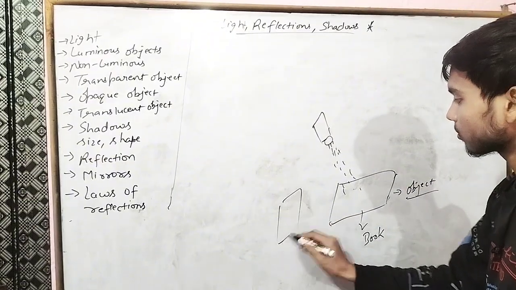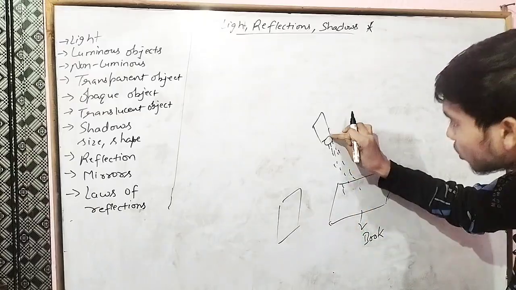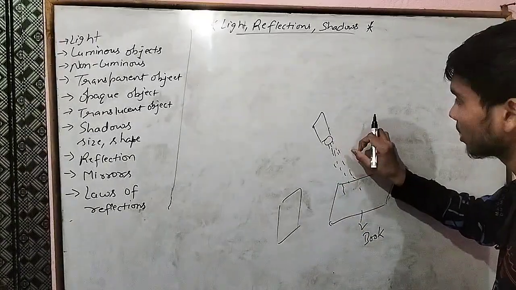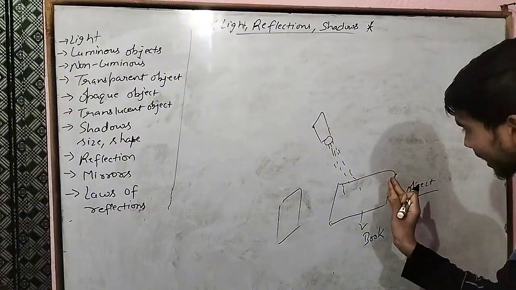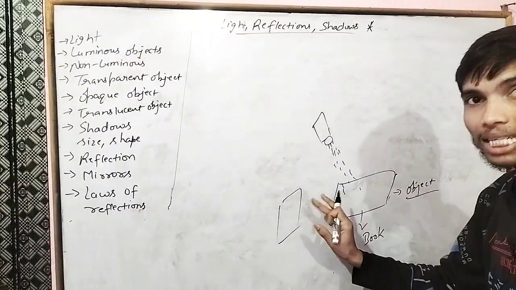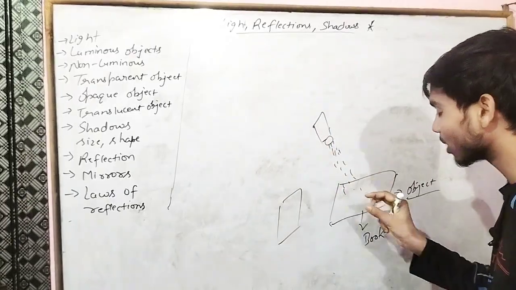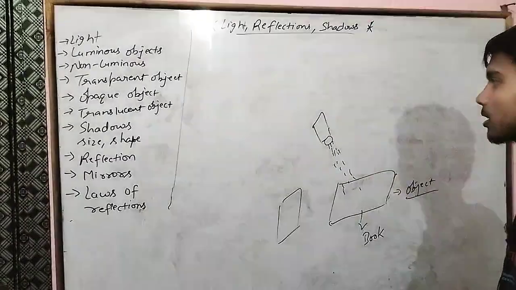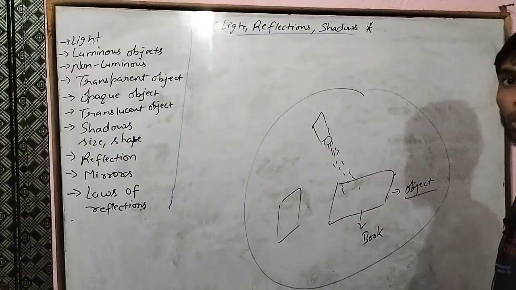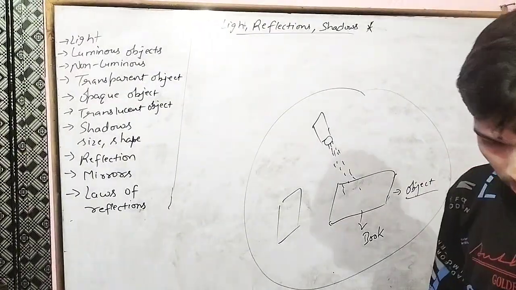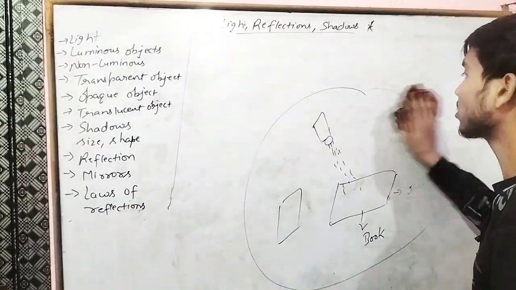So we are here. This is an object. We are looking at it because light coming from the source of light is falling on this, and it is getting reflected, and this reflection is entering our eyes. That's why we can see these objects. That's how we are able to see any object. Got it? This was a definition of light.